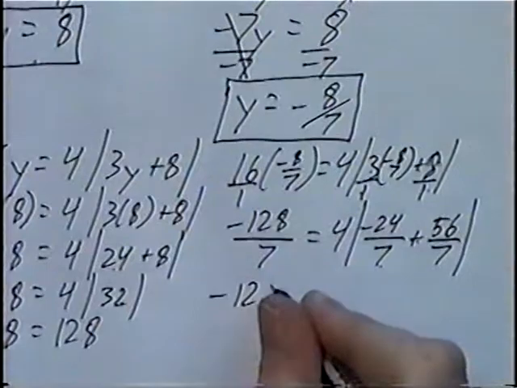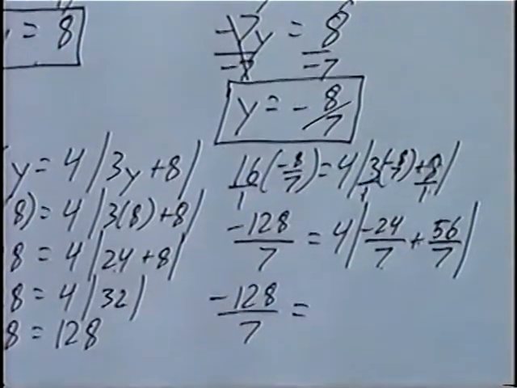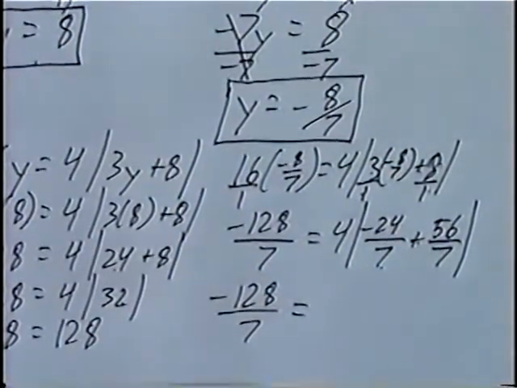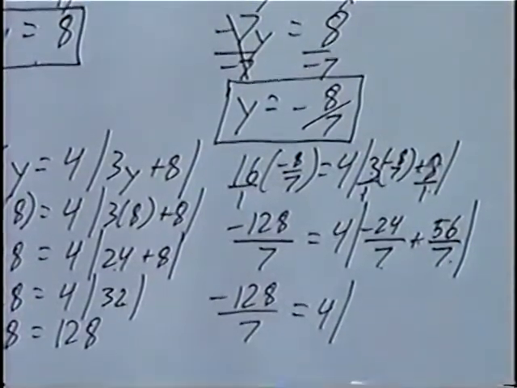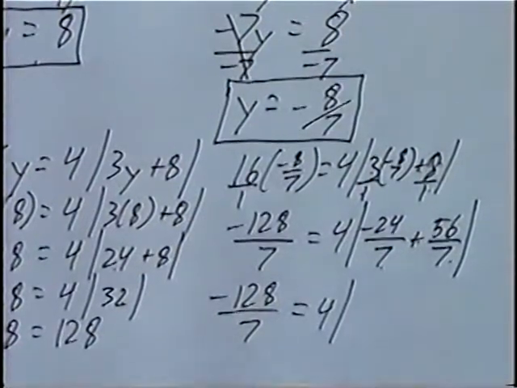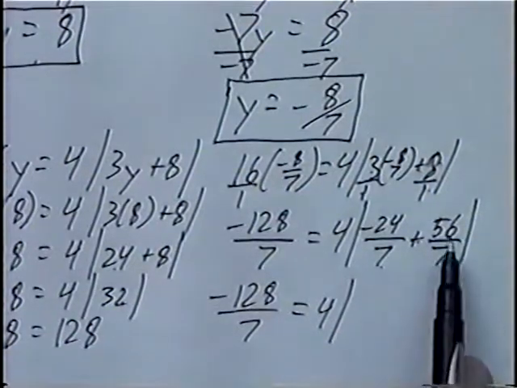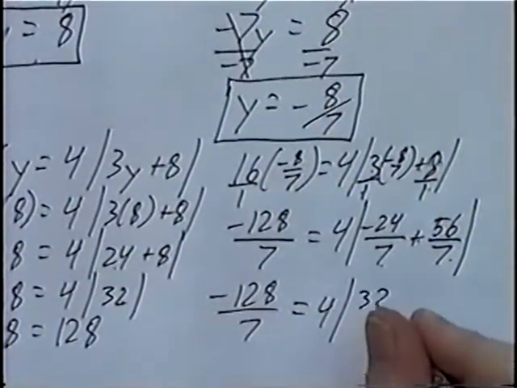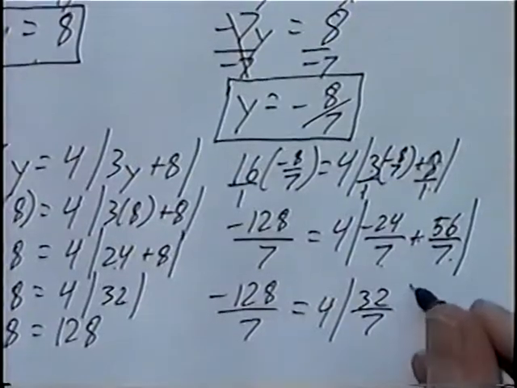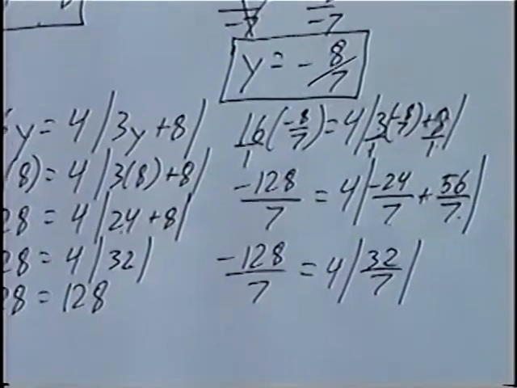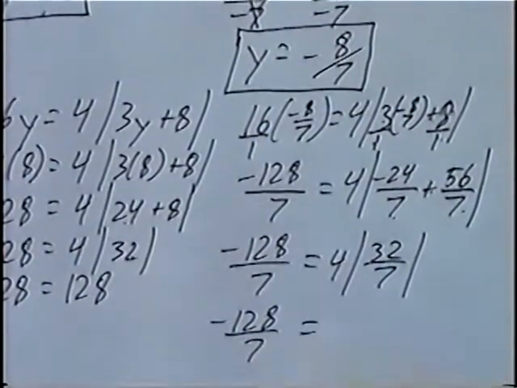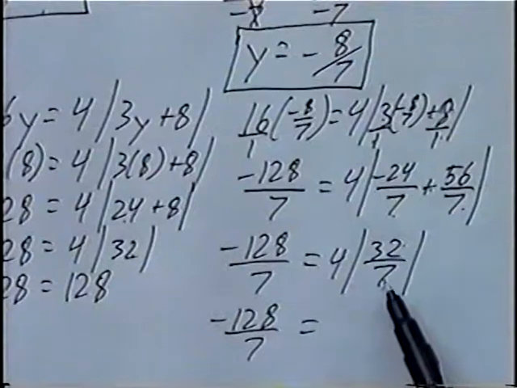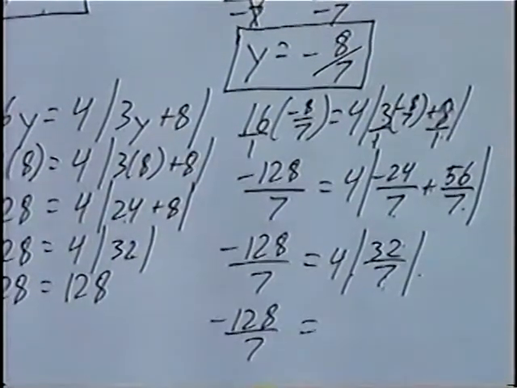Solving from here, negative 128 over 7 stays the same on the left-hand side. 4 stays the same outside the absolute value. And combining fractions, negative 24 over 7 plus 56 over 7, 56 minus 24 would be 32 over 7. Negative 128 over 7 stays the same on the left-hand side. 32 over 7, the absolute value would stay the same.